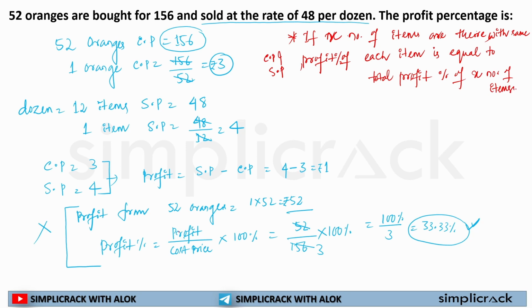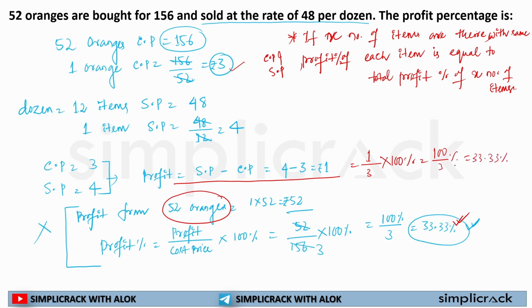As we learned here, the profit percentage of 52 oranges is 33.33%. And here, if I have to calculate the profit of one orange, it will be profit, that is 1, divided by cost of one orange, that is 3, multiplied by 100%. So it will be 100 by 3% equal to 33.33%. So if x number of items are there with the same cost price and sales price, the profit percentage of each item is equal to the total profit percentage of x number of items. I hope this is clear to each and every one of you.